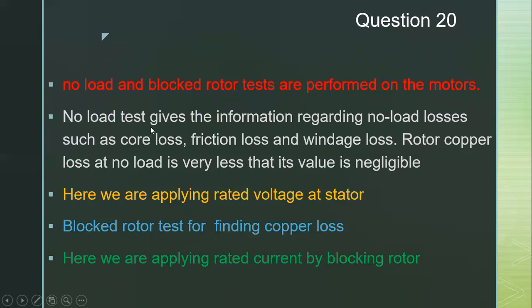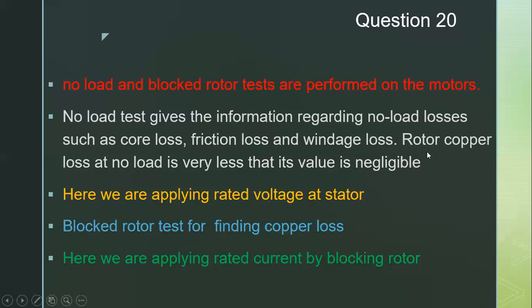The no load test gives the information regarding no load loss. So what is a no load loss? I am not going to that explanation. You have already studied the topic of losses, and the tests on a three-phase induction motor are an important one, so you have to revise this. The no load loss is such as core loss, friction loss, and windage loss. It does not depend on the load, whether the load is low or high.